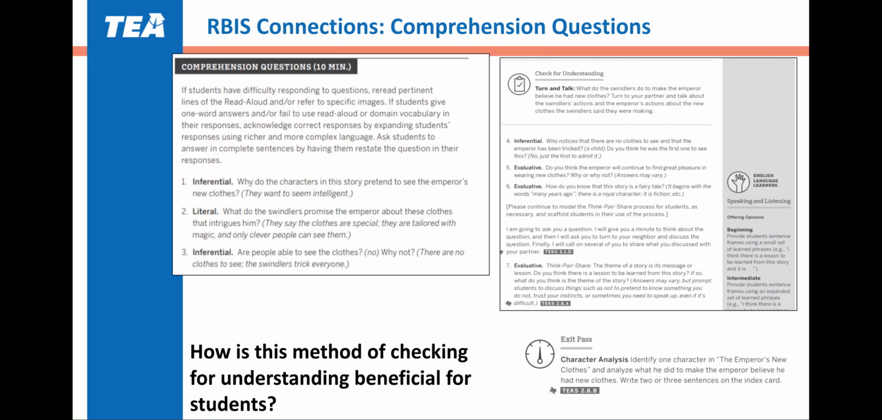In Think, Pair, Share, you will begin by asking students to listen to the question you pose. Then you allow students some time to think about the question and the response to the question. Next, you will prompt students to discuss their response in pairs. And then finally, you will select several students to share their responses with the class.